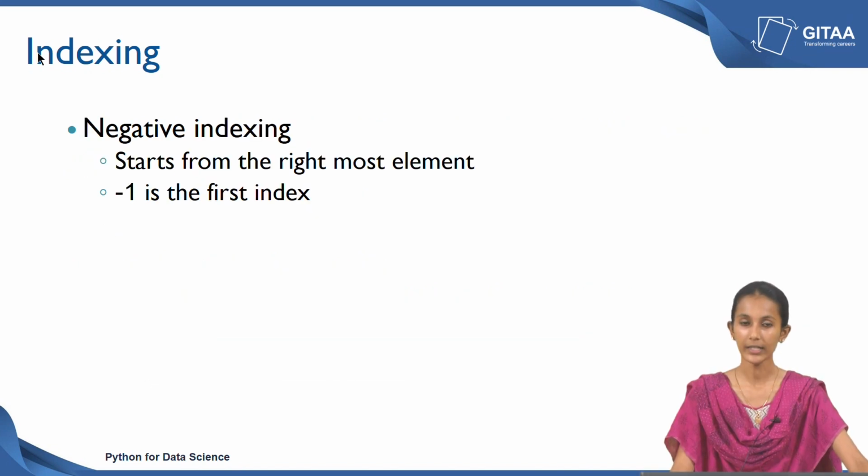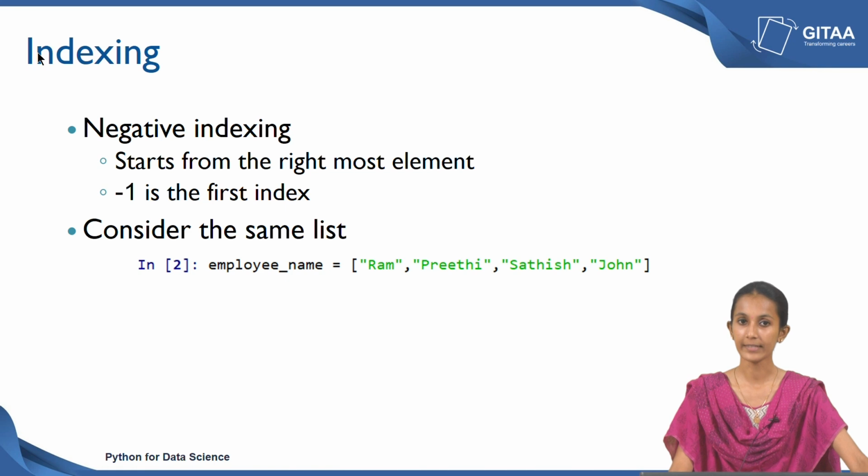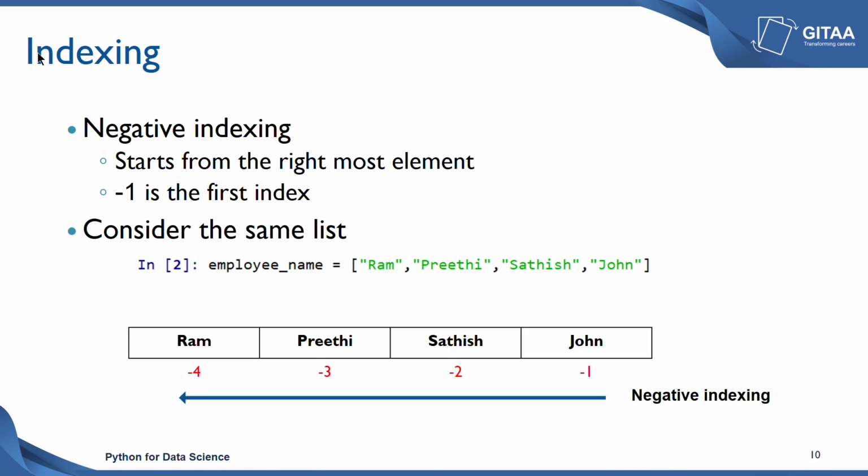Next, we will look at the negative indexing. Negative indexing starts from the rightmost element and minus 1 will be the first index. We will again consider the same list, employee_name, which has Ram, Preeti, Satish and John. For the negative indexing, it starts from the rightmost element John. So, John will have the index value of minus 1, Satish will have minus 2, Preeti will have minus 3, Ram will have minus 4. So, this is the negative indexing. It starts from the rightmost element with minus 1 and it goes on.